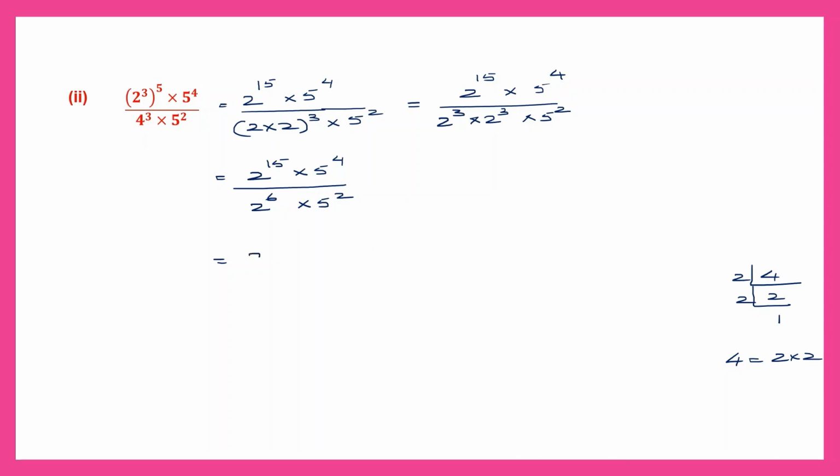So that will become 2 to the power of 15 minus 6 into, similarly here also it's division. That is 5 to the power of 4 divided by 5 to the power of 2. We can subtract the powers. So that becomes 5 to the power of 4 minus 2. So what do we have here? 2 to the power of, how much is 15 minus 6? 9 into 5 to the power of 4 minus 2 is 2. 5 to the power of 2. So this will be our final answer. 2 raised to the power of 9 into 5 raised to the power of 2.